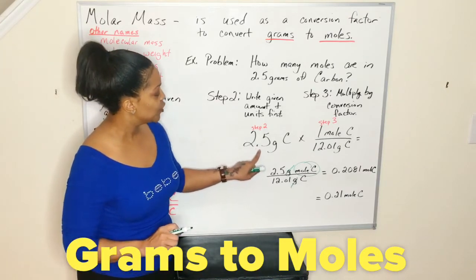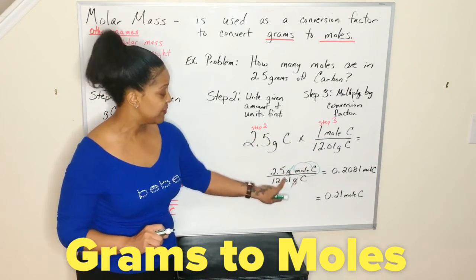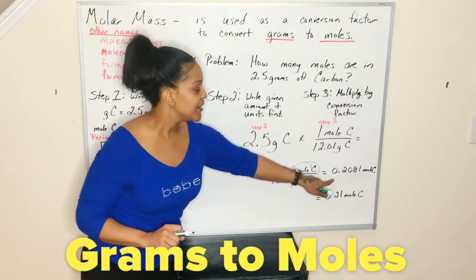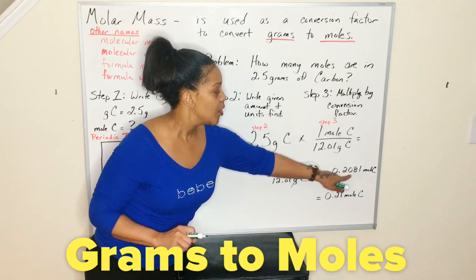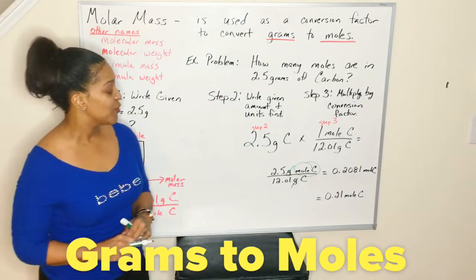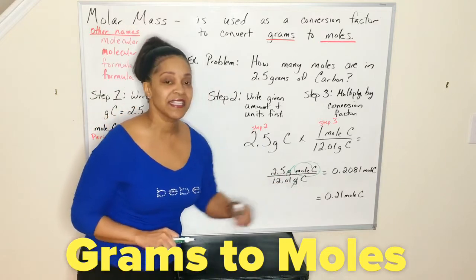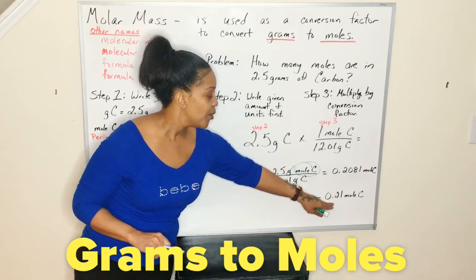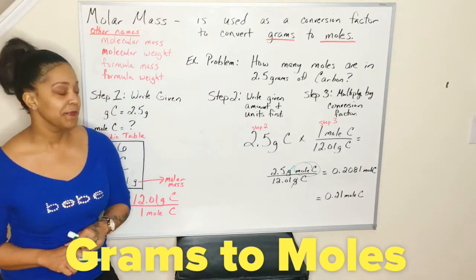So multiplying 2.5 times 1 will give me 2.5. I'm going to divide that by this 12.01. And my answer is 0.2081 moles of carbon. And of course, I had to round to the correct number of significant digits at the bottom, which leaves me 2 significant digits, 0.21 moles of carbon.